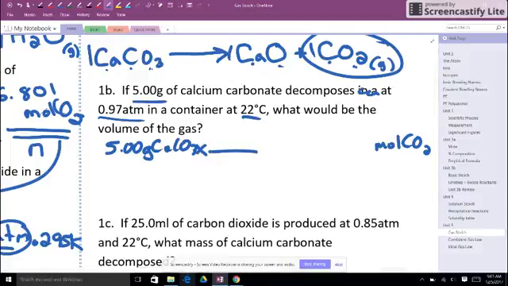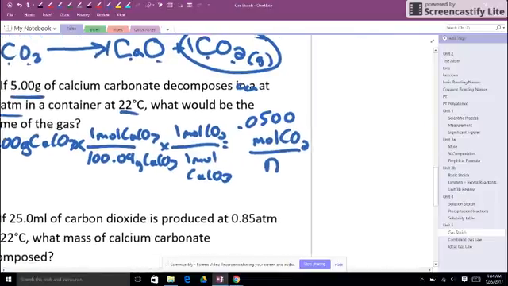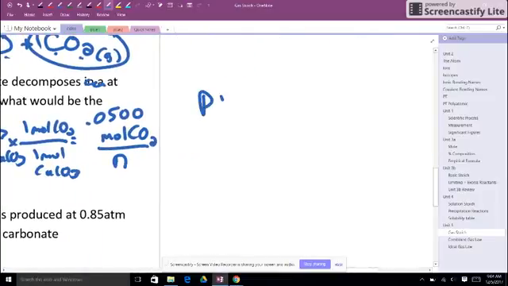2-step problem, grams to moles. Calcium carbonate is 100.09 grams per 1 mole. And it looks like we had 1 mole of calcium carbonate for every 1 mole of carbon dioxide produced. We do the 5 divided by 100, and we get 0.0500 moles of carbon dioxide. Now again, that is N. We're always looking for moles of gas. Okay, now that we have N, we can set it up and do PivNerd.